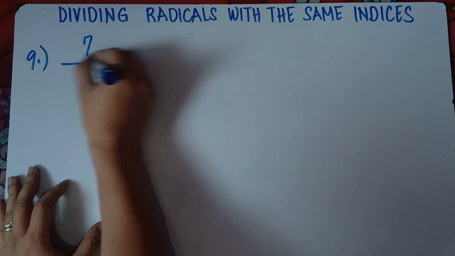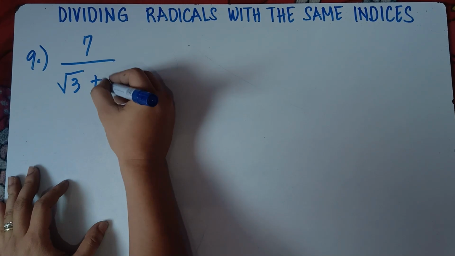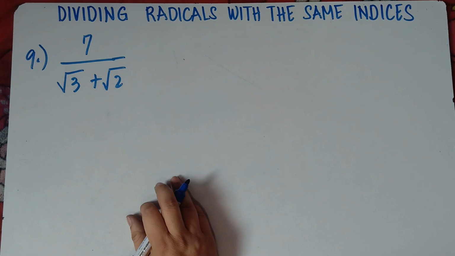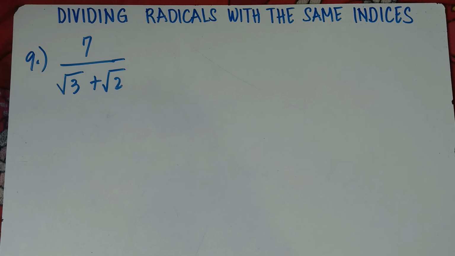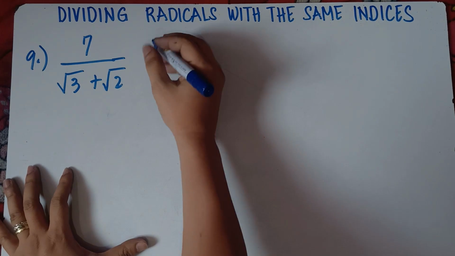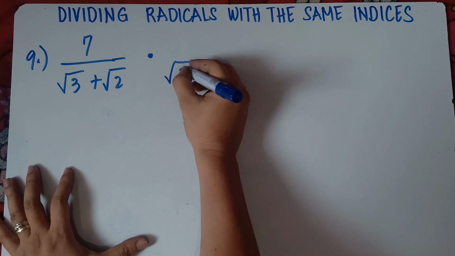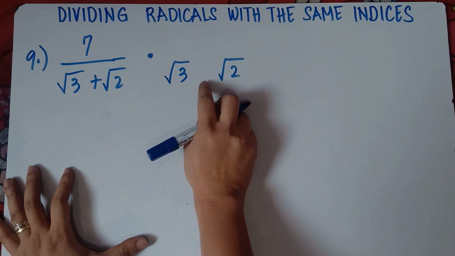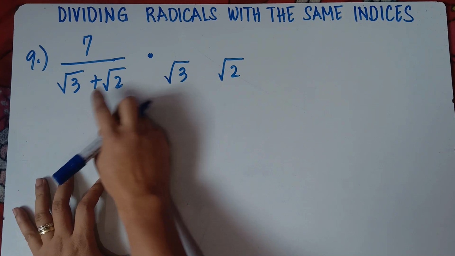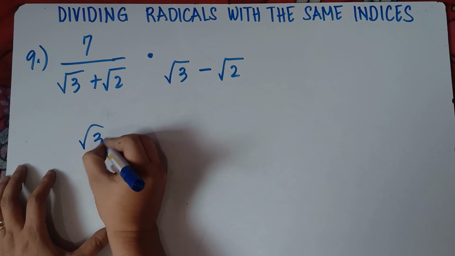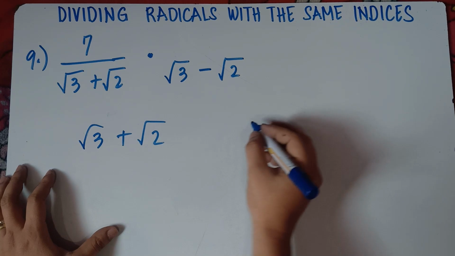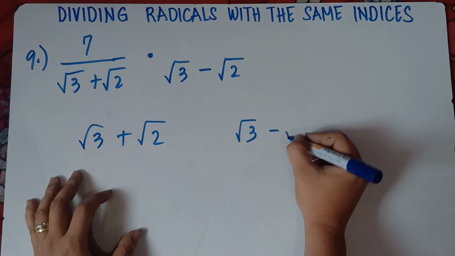What if we have 7 over square root of 3 plus square root of 2? So in this scenario, class, you are dividing binomials. So what would be the thing that we will do, class? Just simply rationalize this one. You multiply this one, class, by its conjugate. To get the conjugate, simply copy the square root of 3 and then square root of 2, then change the sign, class. If this is positive on the middle part, you just change that into negative. The conjugate of square root of 3 plus square root of 2 would be square root of 3 minus square root of 2.